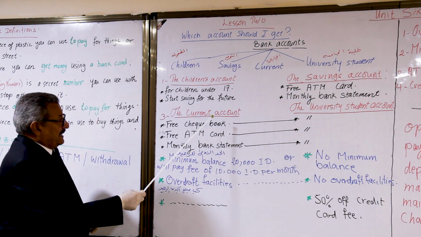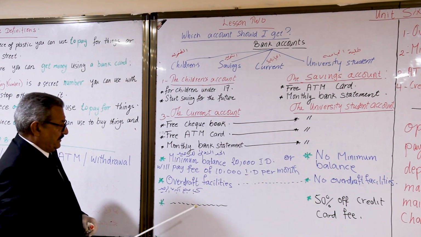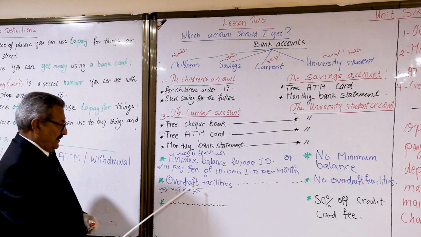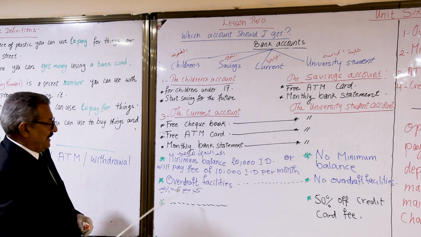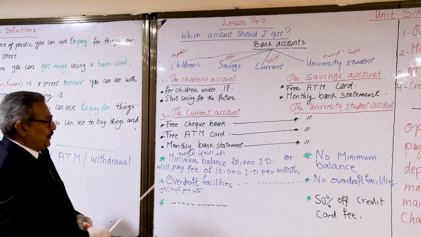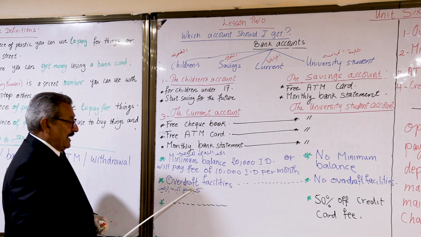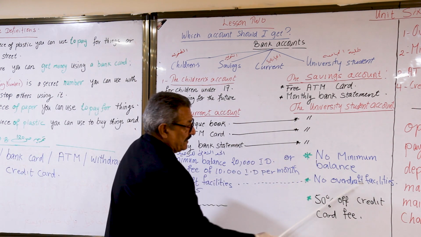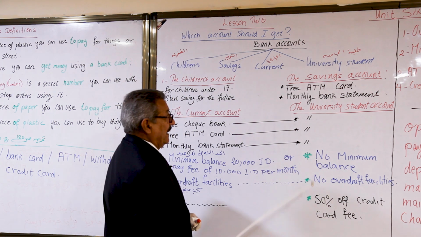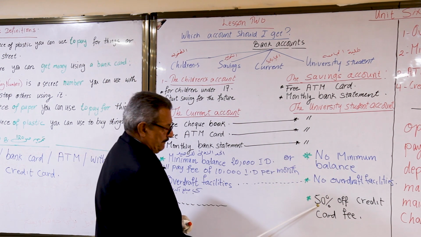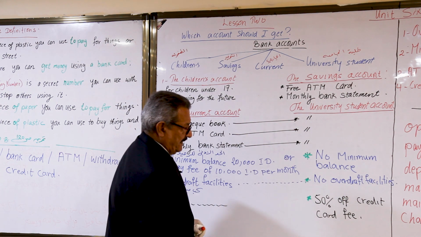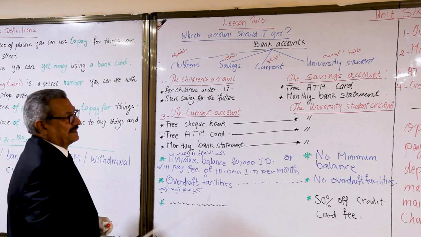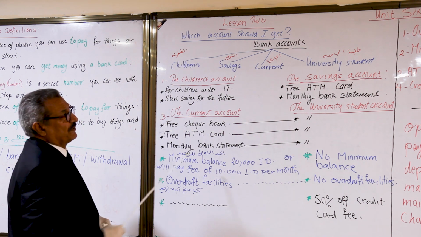There is another feature in the current account which is not found in the university student account. It is overdraft facilities (تسهيلات سحب مبلغ أكبر من الرصيد، واللي عرفناها هي) ability to use more money than you have in your account. This feature is not found in the university student account. No overdraft facilities. The university student has 50% of a credit card fee. There is no 50%, 100% taken from the case of current account. This is the four kinds.